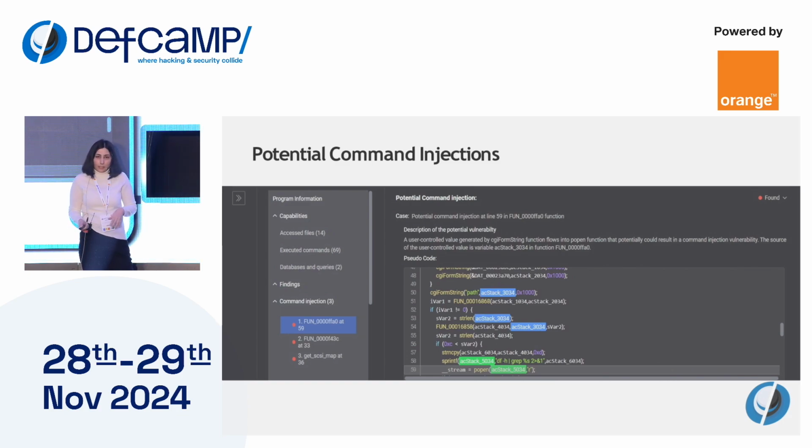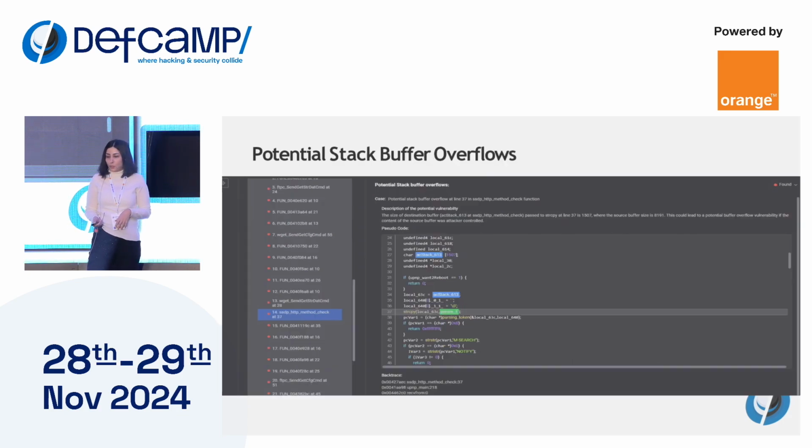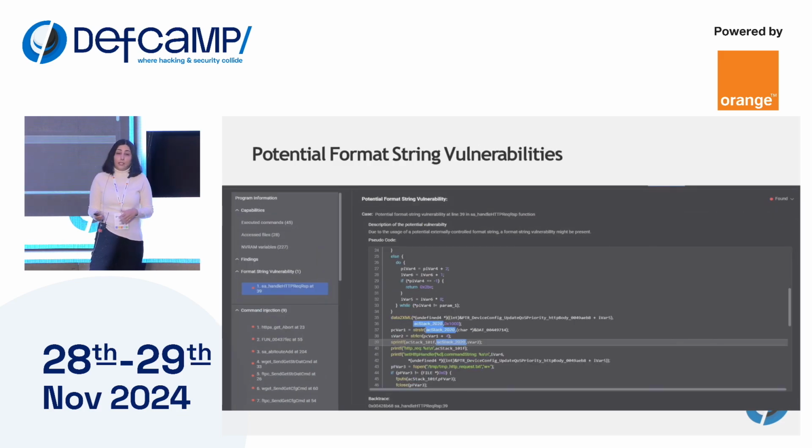And this can have several consequences, of course depending on the type of the vulnerabilities. Then stack buffer overflows are another type of vulnerability, which we see several times in these IoT devices. And then format string vulnerabilities, another example of potential 0-day vulnerabilities which are inside these devices.